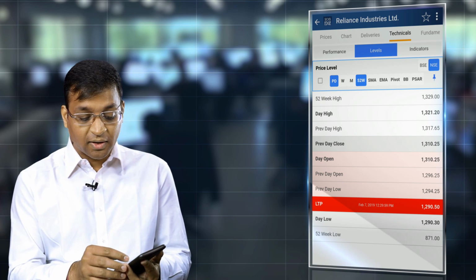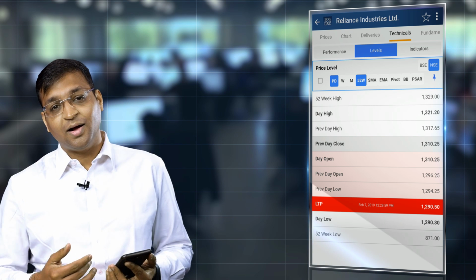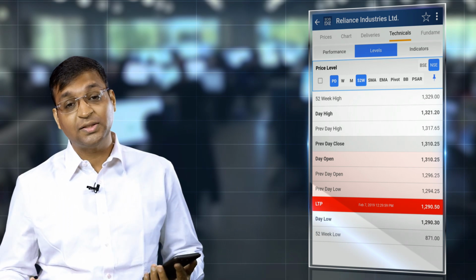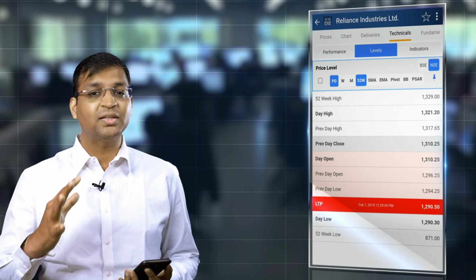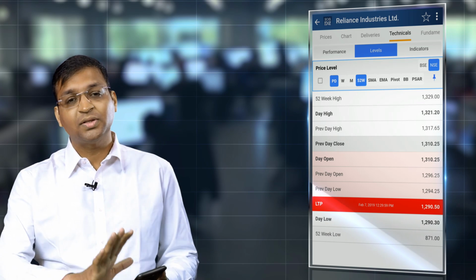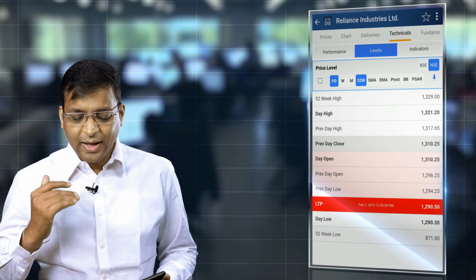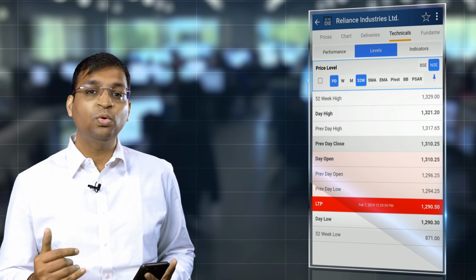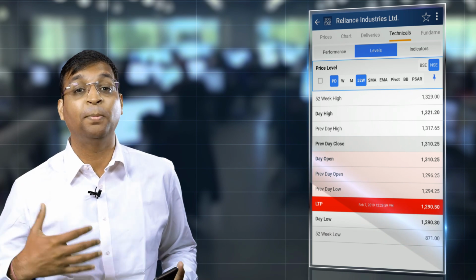So the 52-week high is 1329. If you calculate minus 15%, it would be around 1100, and the stock price is 1290. Till this stock is trading near the 52-week high zone, this is a good stock to buy. When I say it's a good stock to buy, that means as a trader, you should always look at the position to initiate a buy.